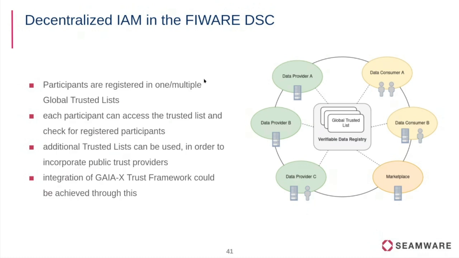We can use additional trust lists in order to incorporate public trust providers, for example. We already had the example with the Gaia-X Trust Framework, so we can register Gaia-X as a trust provider so that we then can just say anybody that is trusted or properly registered in the Gaia-X ecosystem is also considered a trusted participant of our data space. So that's possible. You're not forced to just use one trusted list. You can use essentially an indefinite list of trusted lists that you want to use.